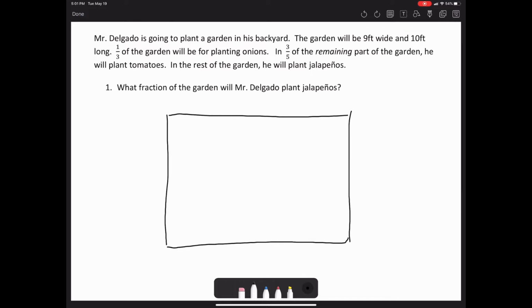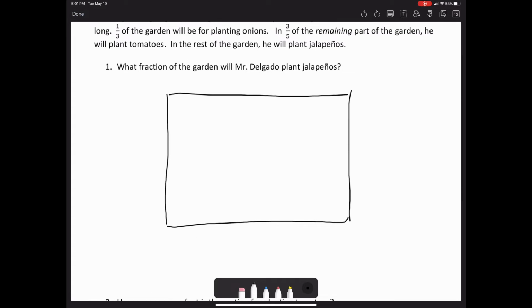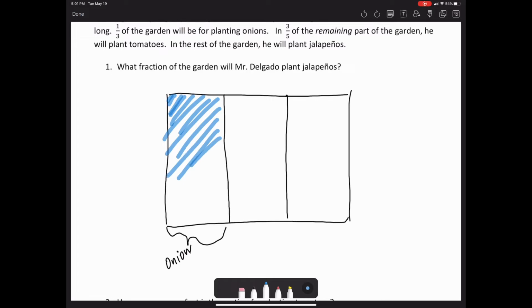It says here that 1/3 of the garden will be for planting onions. So that's easy to draw on your diagram here. So we're going to cut the garden into thirds. And we know that this section is going to be onions. All right. And I'll go ahead and color that. Let's say that this is the section for onions.